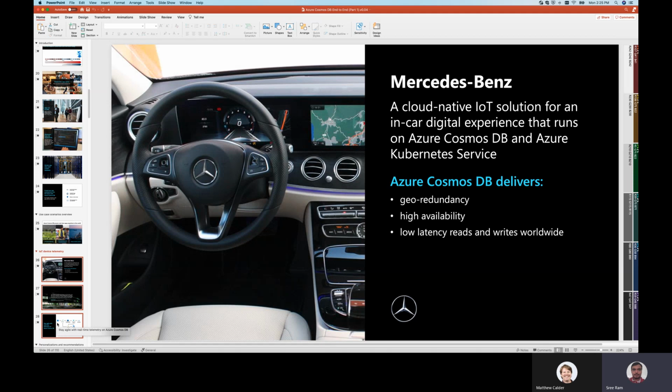And let's see how Mercedes-Benz have created a cloud-native IoT solution in order to improve the in-car digital experiences, so that they don't need to wait months to provide new experiences to the end users, but can deploy the software onto the car very frequently while providing geo-redundancy, high availability, low latencies, and how Cosmos DB played a key role in their journey.